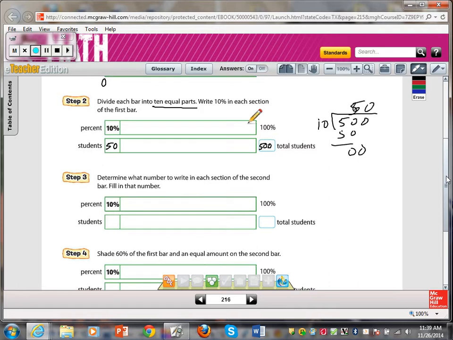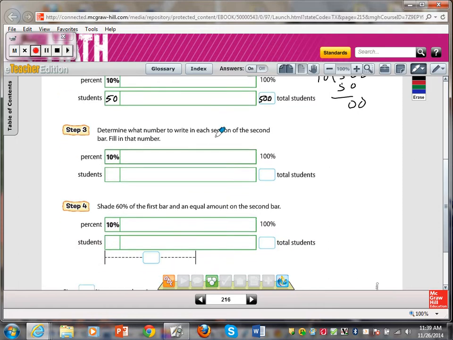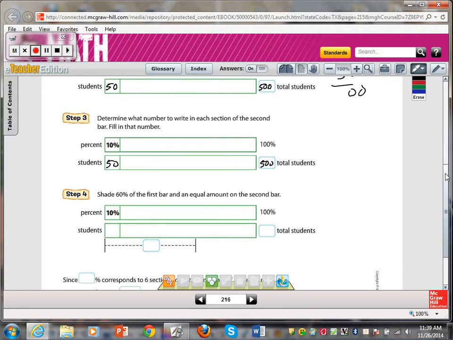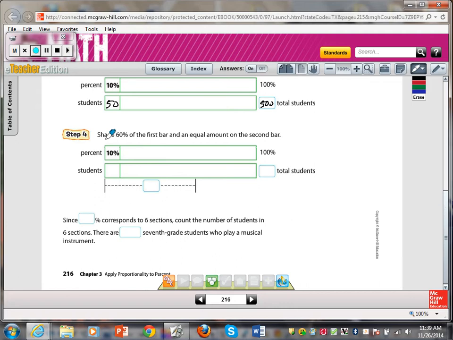Now, next step. Determine what number to write in each section of the second bar. Well, if 10%, looks like we already did it here, that would be 50 students out of 500 students. All right, so we know that 10% is 50 students. So it says, shade 60% of the first bar and an equal amount on the second bar. So if we break this into 10 equal pieces, let's do this. That's 10, 20, 30, 40, 50, and 60.